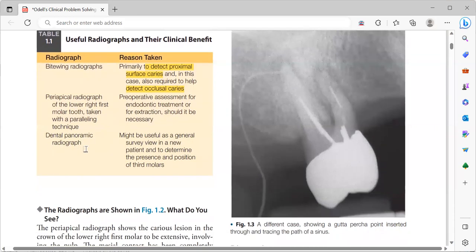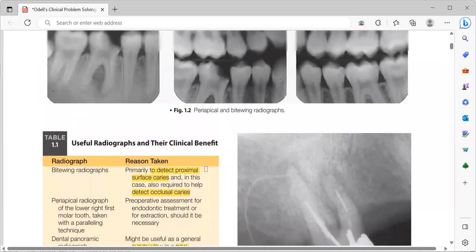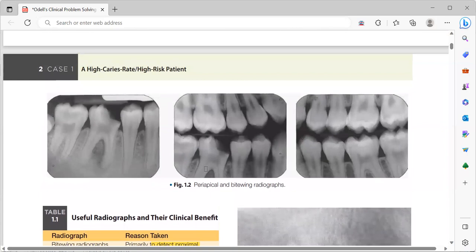Then the dental panoramic radiograph might be useful as a general survey view in a new patient. In a new patient we generally do the OPG just for a general survey and to determine the presence and position of the third molar. So if the patient comes with any complaint of the third molar, we generally only take the OPG, because no other radiograph would be as helpful.